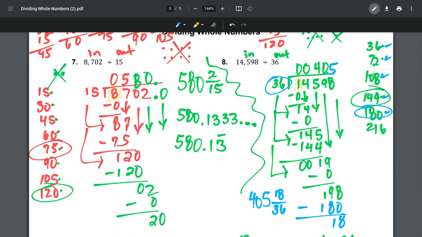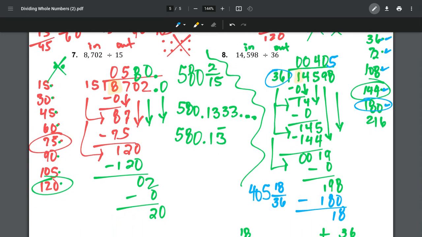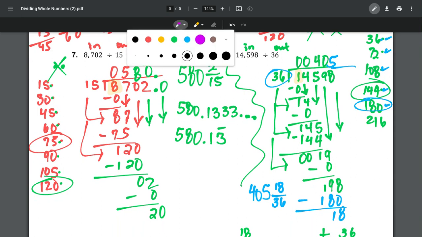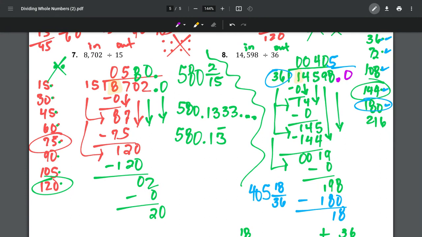Now, if you know how to simplify, it's going to simplify to 405 and 1/2. Okay? Now, if you want to change it to a decimal, go for it. But to change it to a decimal, I'm going to do this one. To change it to a decimal, instead of a mixed number, add a decimal and a 0. Bring that decimal straight up. Then it allows you to have something else to bring down. So bring down the 0.